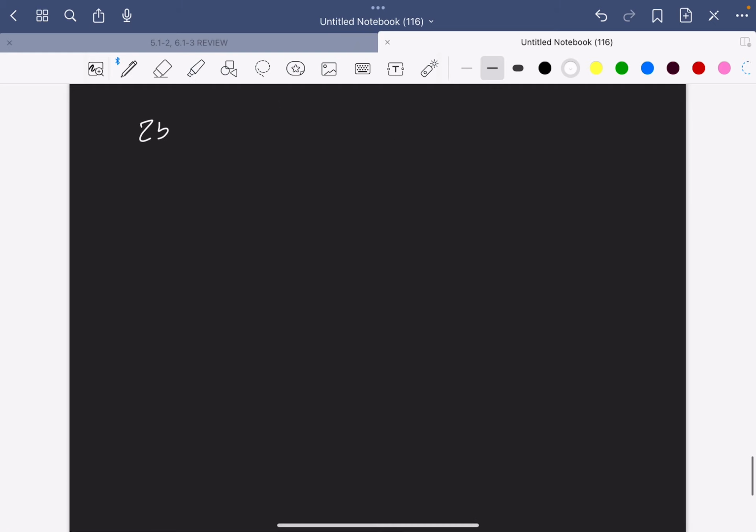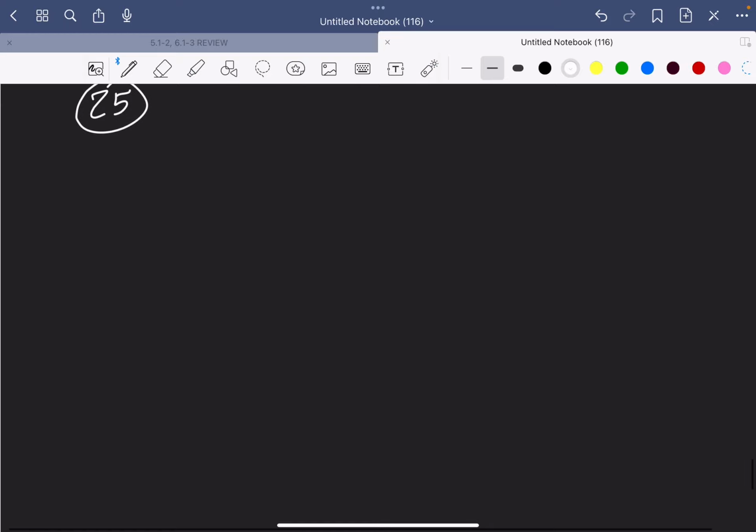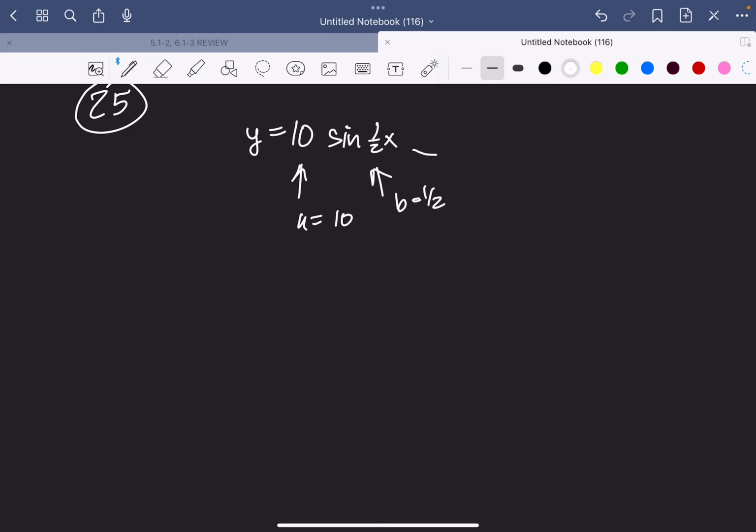Let's now look at 25. So 25, if you look at 25, it is y is equal to 10 sine of 1/2 x. Maybe that looks ugly. All right, it's 1/2 x. Now what do we do? Again, you let the reader know that a is 10, b is 1/2. It's pretty clear that h is 0 and k is 0. So the midline is at 0, and we're going to have some other business.